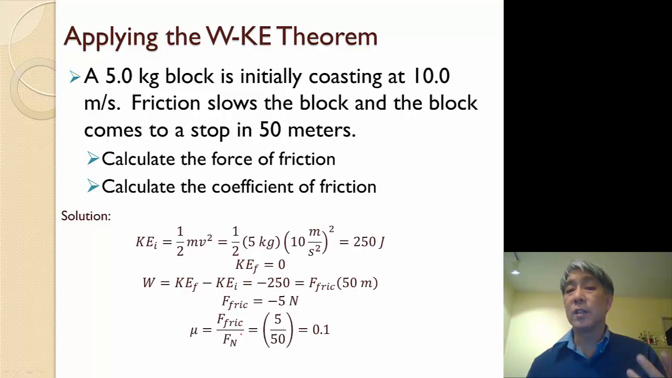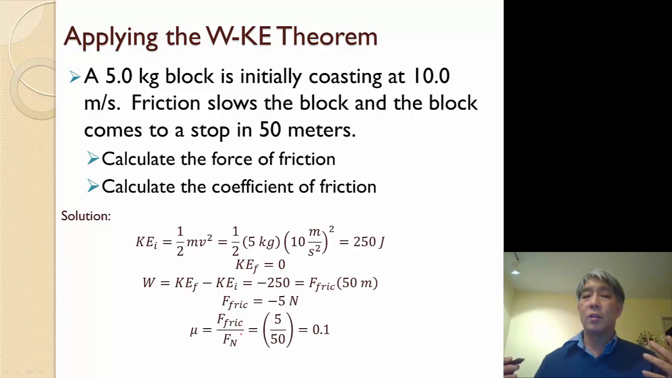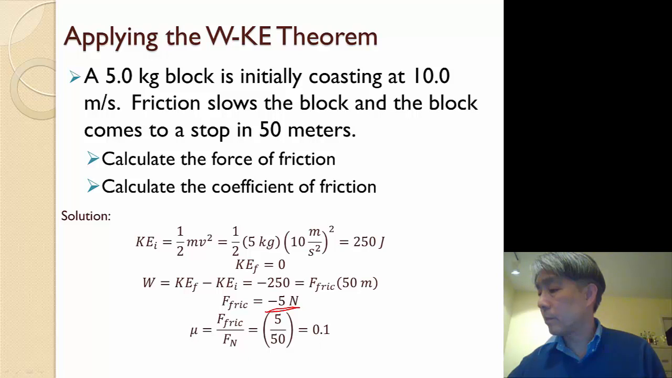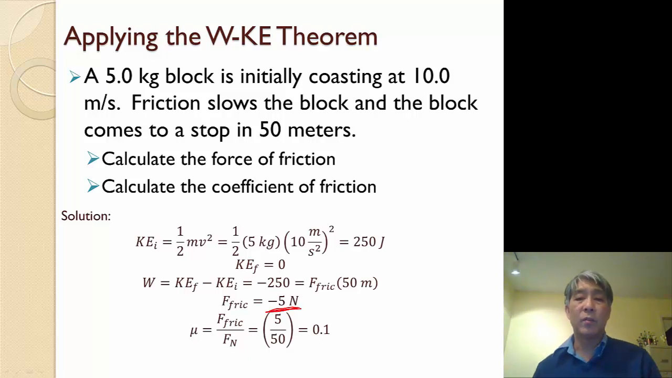So force of friction is the only force that's making it slow down, and that acted on it for 50 meters, so the minus 250 is equal to the force of friction times 50, or the force of friction turns out to be minus 5 newtons. Or 5 newtons in the negative direction, slowing me down.